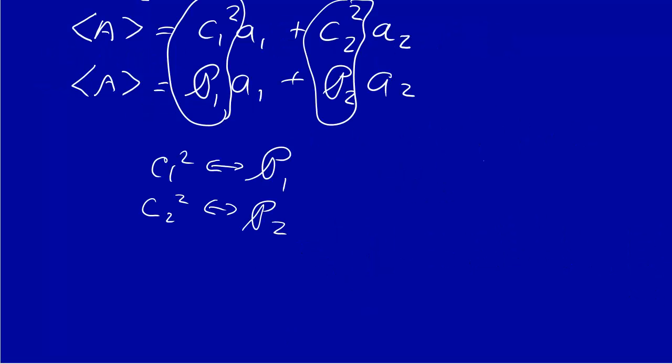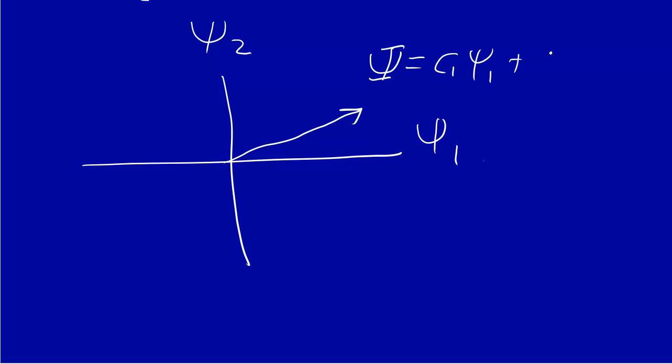Let's see if we can make more sense of that. We'll again write down our coordinate system here, our so-called space. This will be the first eigenfunction. This will be the second eigenfunction. Now suppose we make our state vector here. So this is the state of our system. Again, it's C1 times the first plus C2 times the second.